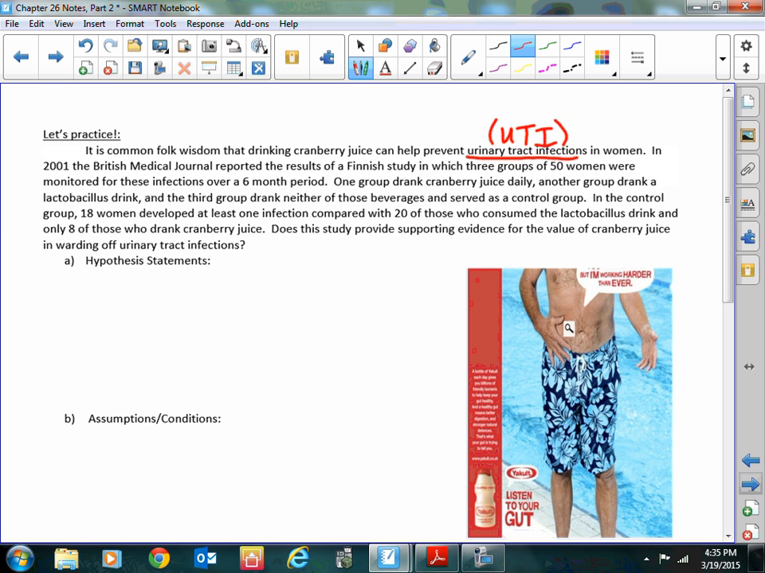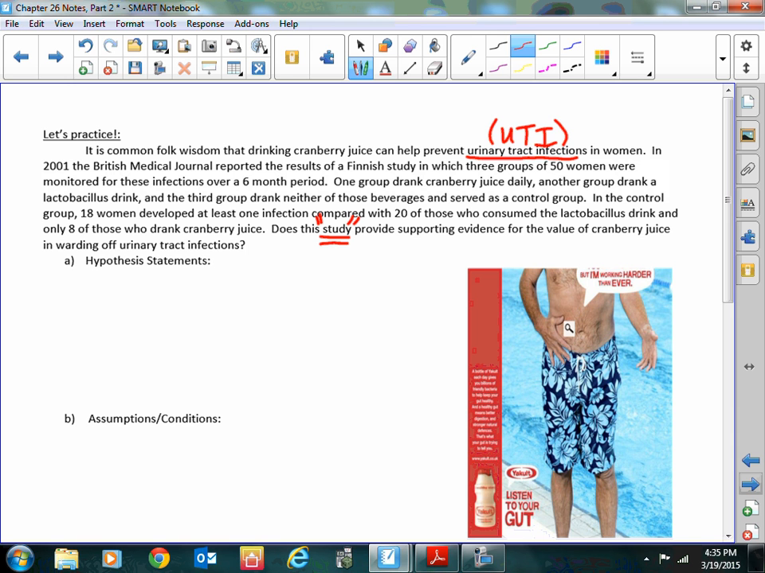So here's the question. Does this study, remember study is a generic word meaning either observational study or experiment, and I'm going to make you think back to those 2 words here in a second. Is this an observational study or an experiment? But here's the question. Does this study provide supporting evidence for the value of cranberry juice in warding off urinary tract infections? Okay, so first let's do that quick little review.